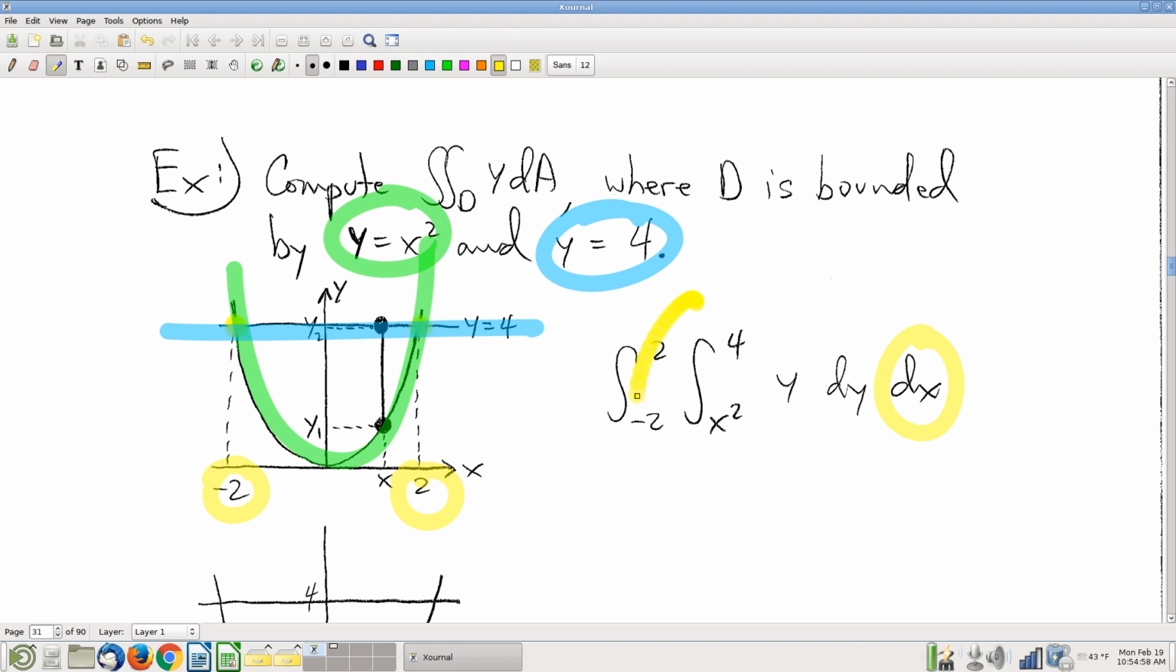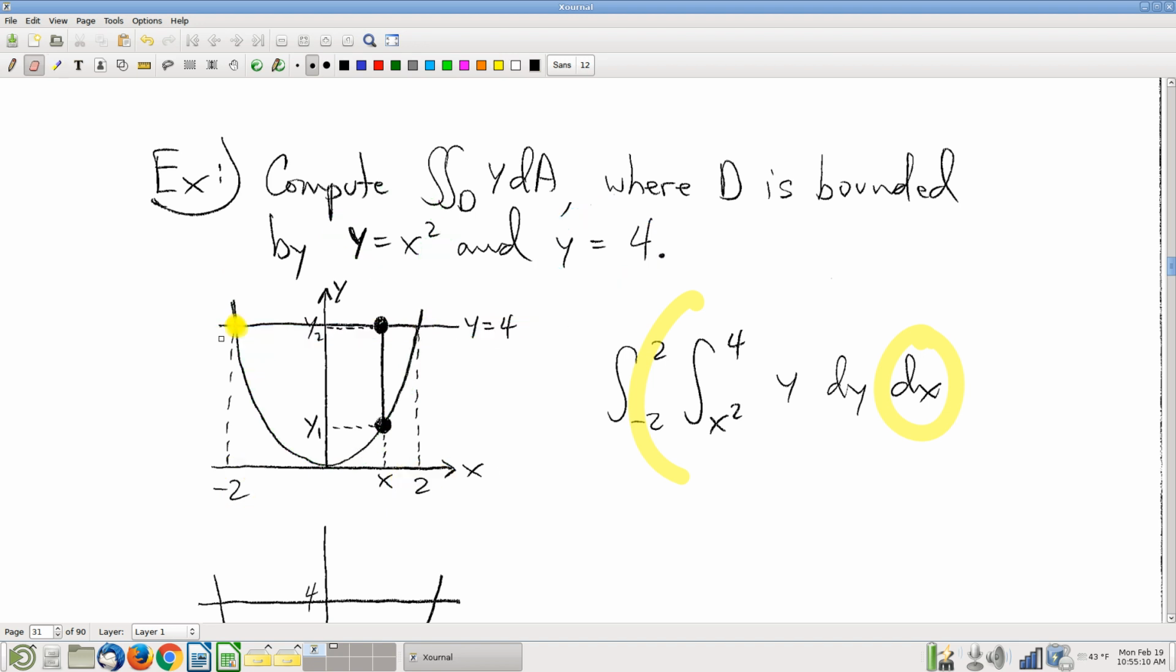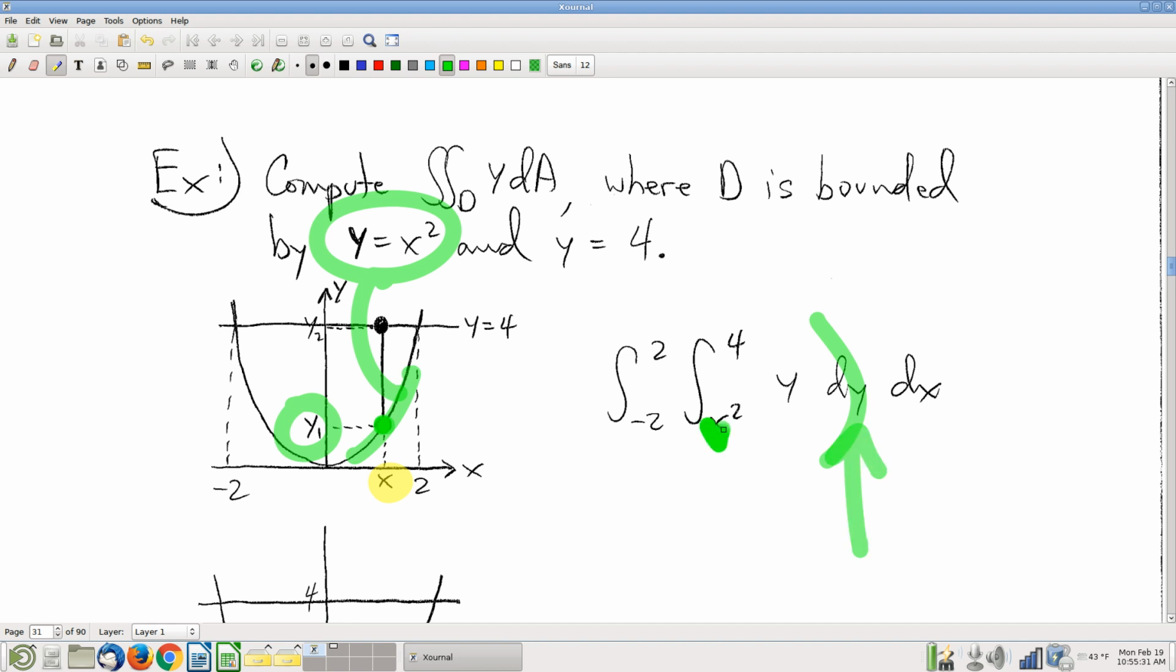Everybody happy with that process? Bounds correspond to points. Points are on curves. Curves have equations. Solve. Okay, then for a given value of x, what's the range of values for y? Well, the lower bound, that point's on that curve, which has this equation. Solve for y. Easily done.